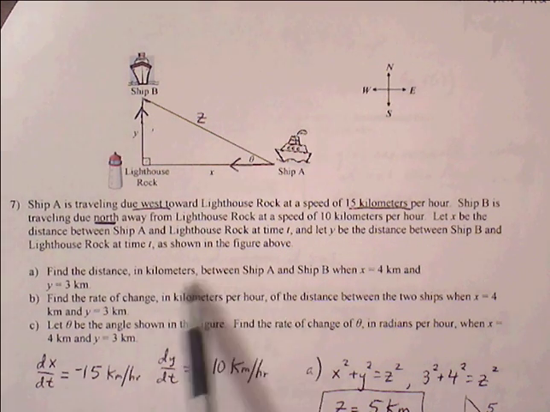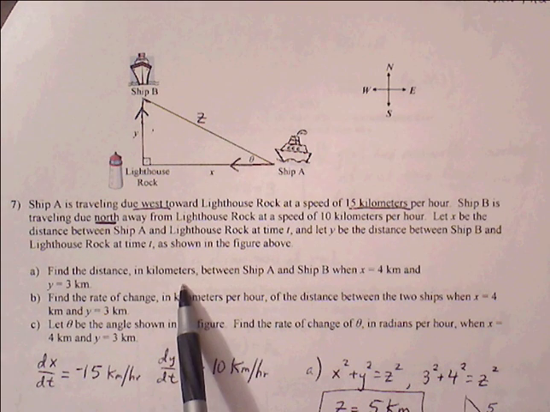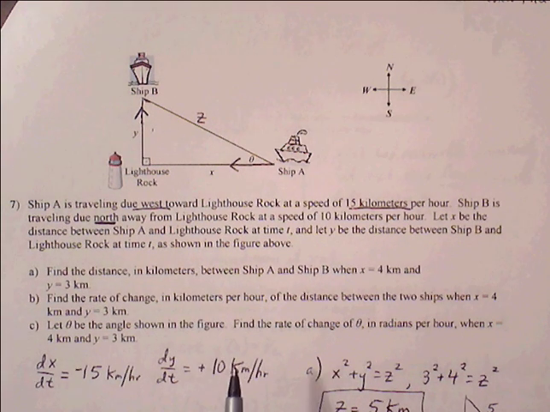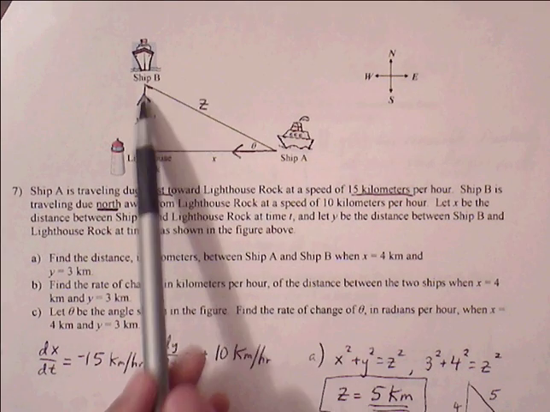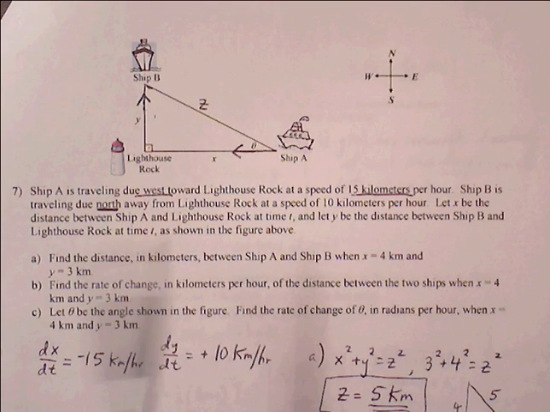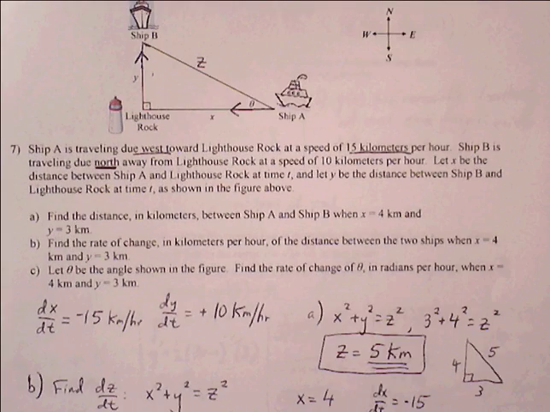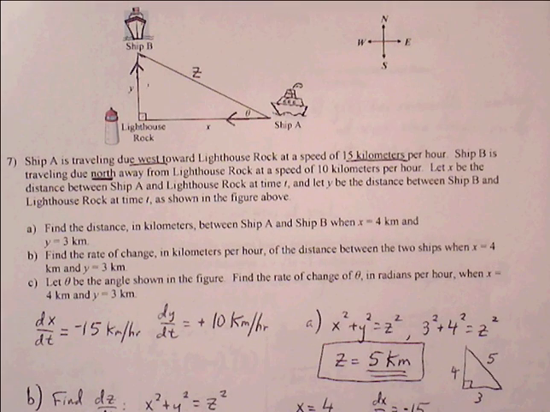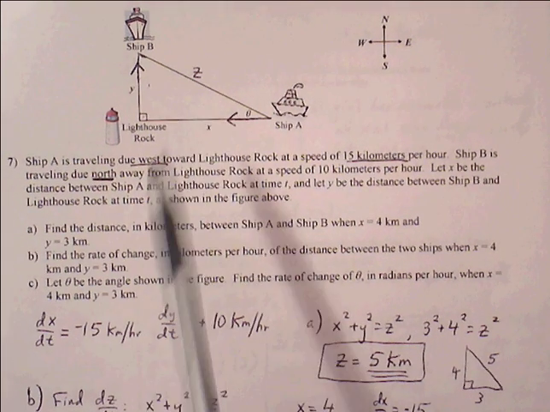Okay. So then part A says find the distance between A and B when X equals 4 and Y equals 3. The distance, I'm going to call that Z. We'll simply go through the Pythagorean theorem: x squared plus y squared equals z squared. So z must be 5 kilometers at this moment in time.